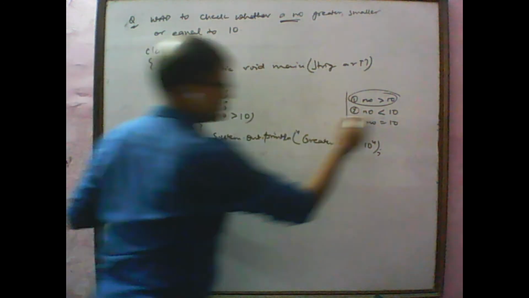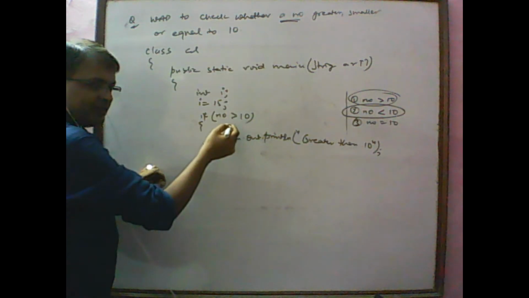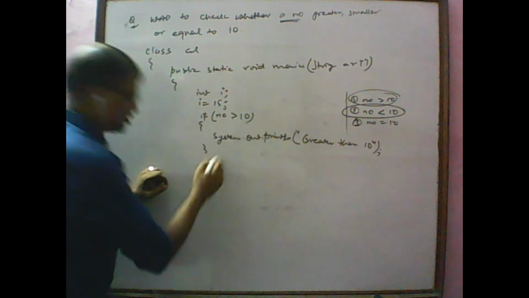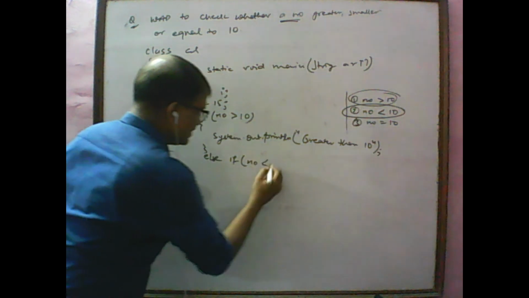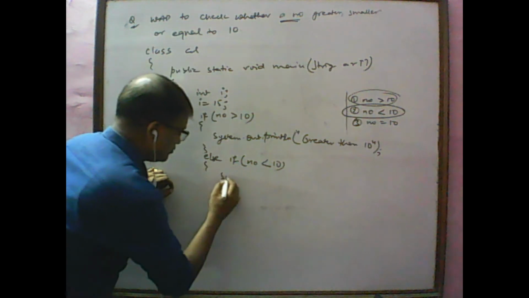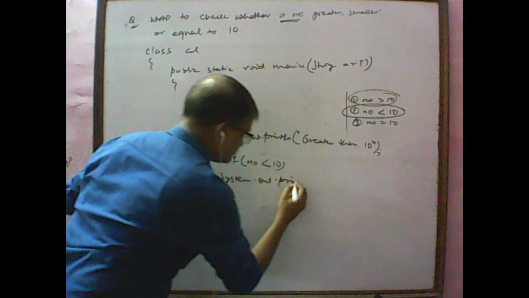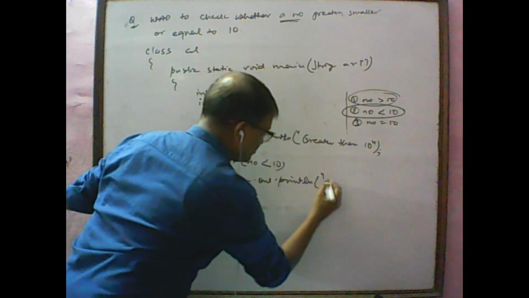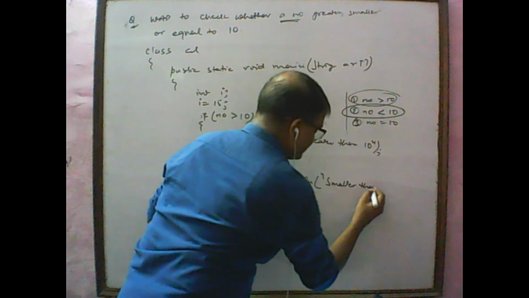Now the next is number less than 10. If the number is not greater than 10, then we will check whether the number is smaller than 10. So for the next we will write else if i less than 10, System.out.println smaller than 10.